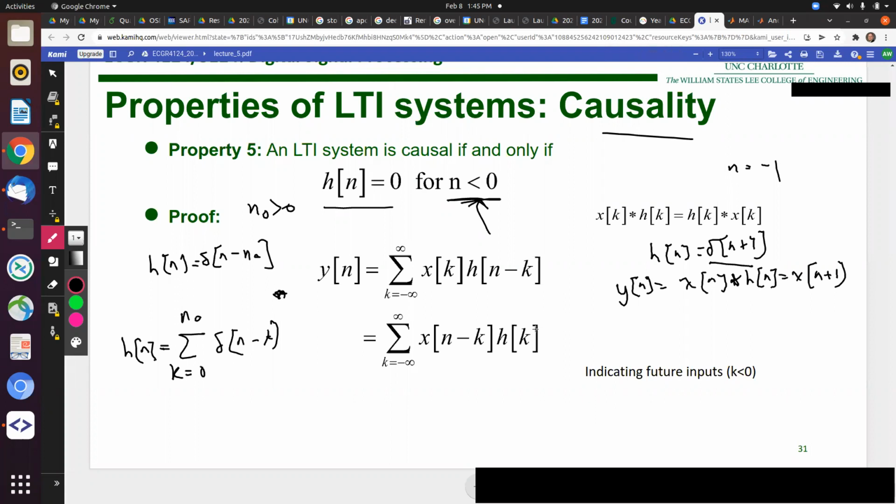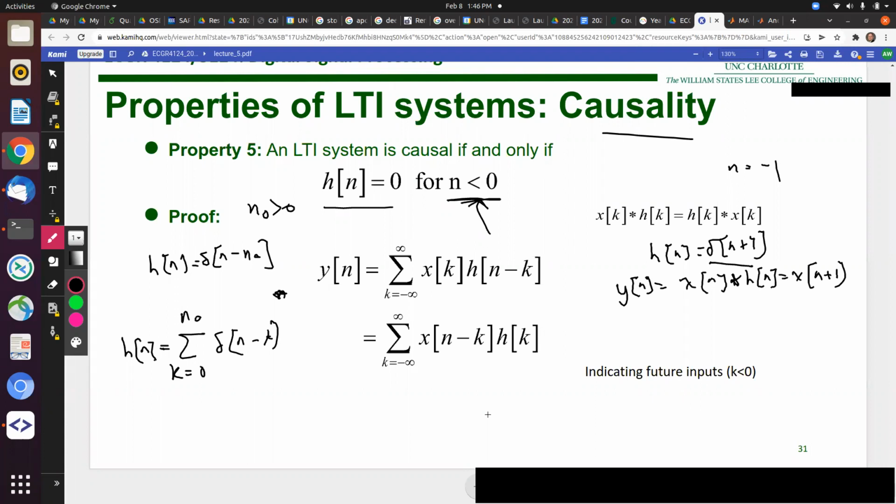Now, if n naught is not finite, things change because we no longer have a finite impulse response filter. We have an infinite one. But even if it were infinite, it would be right-sided, so causality would be fine. It just wouldn't be stable. So this is where we're going to end off our discussion here.